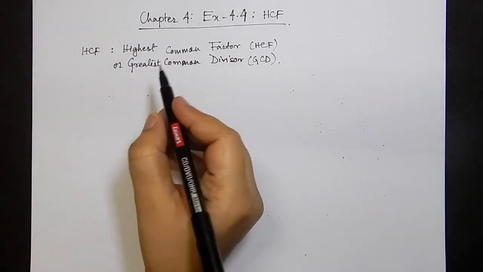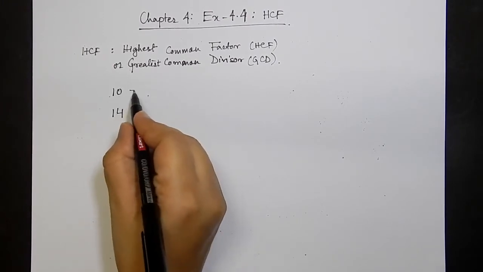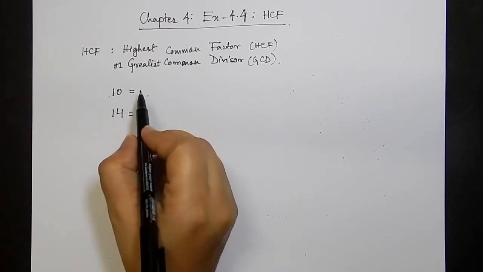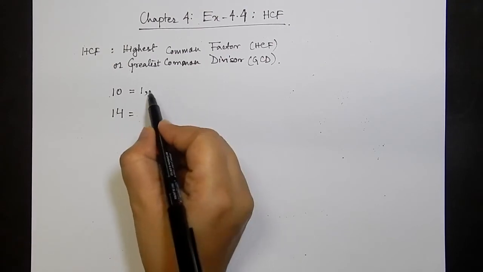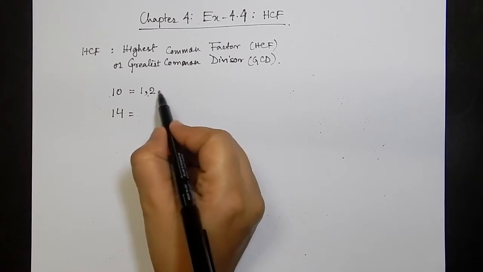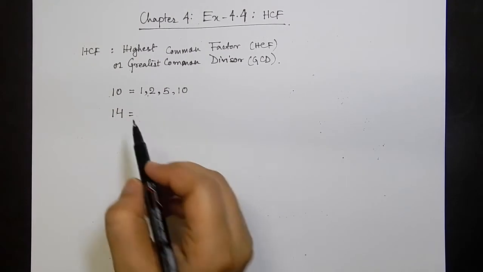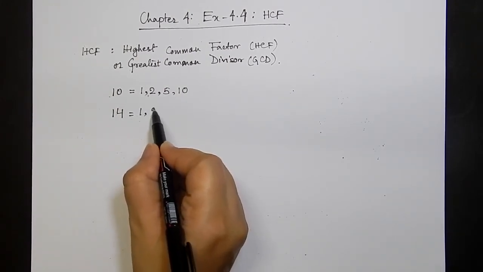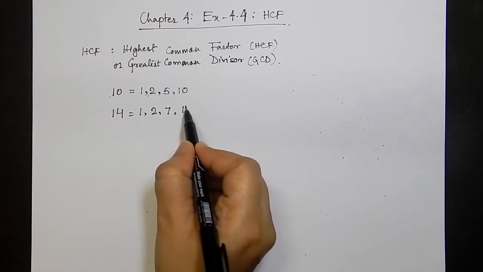Let us consider two numbers 10 and 14. Now let us write down all the factors of these numbers. 1 into 10, 2 into 5. 10 is divisible by 2. So 1, 2, 5 and 10 are the factors of 10. And what are the factors of 14? 1, 2, 7 and 14.